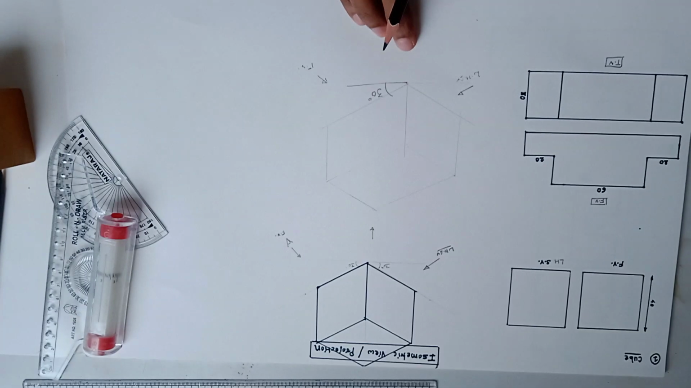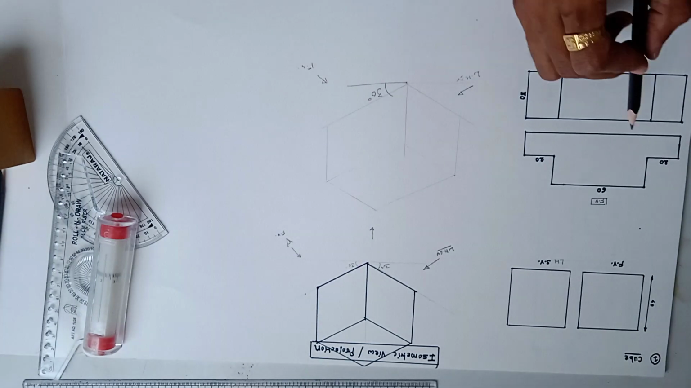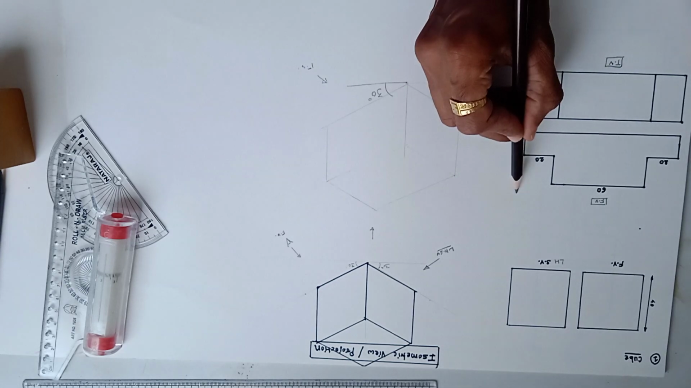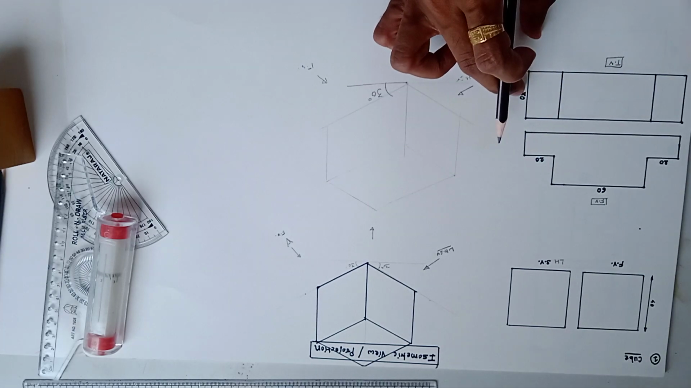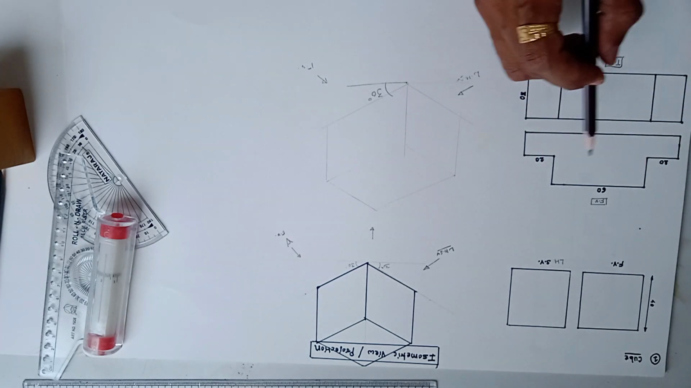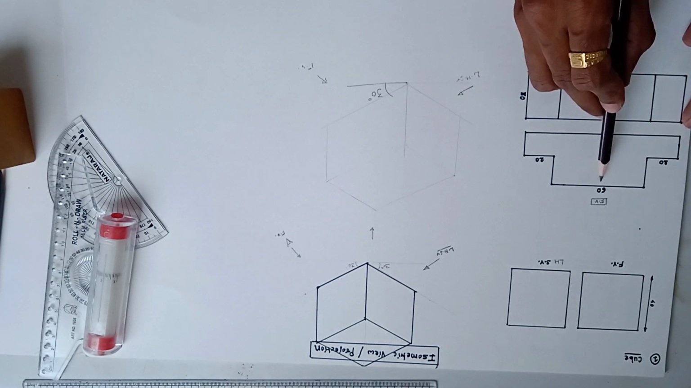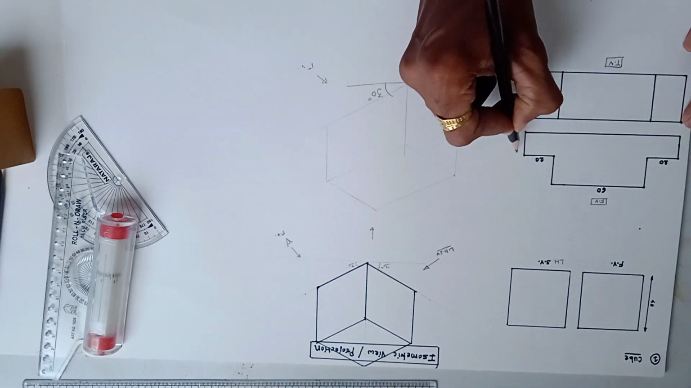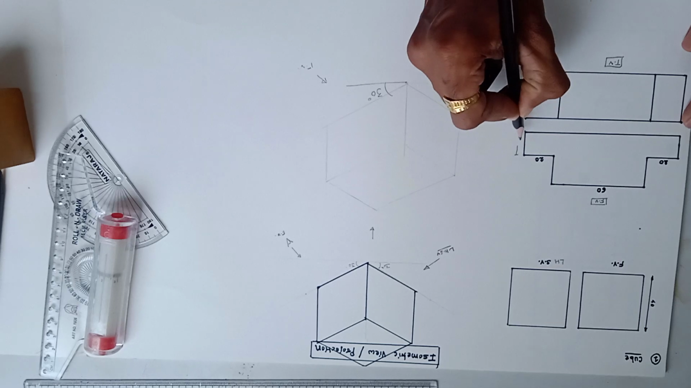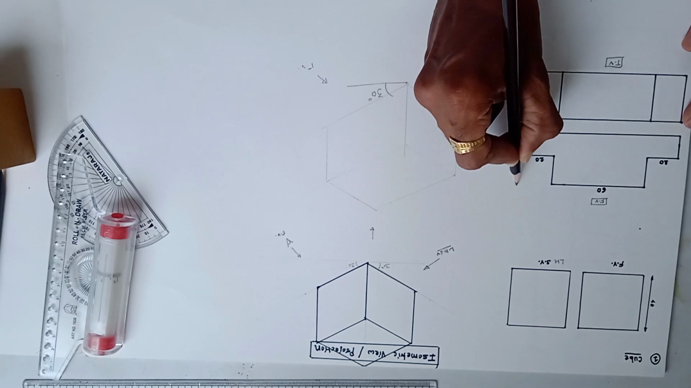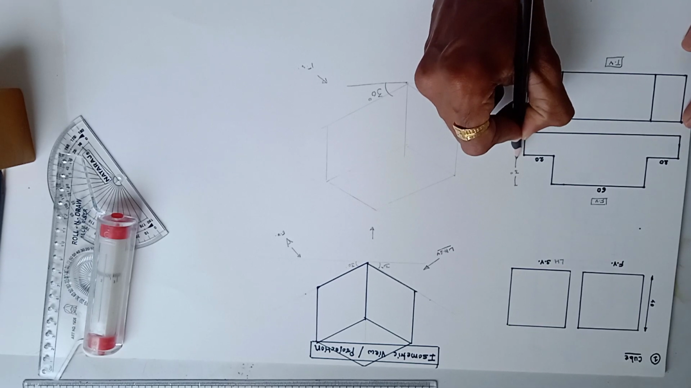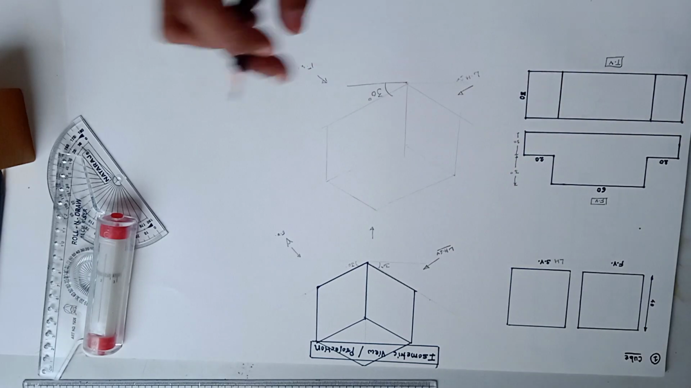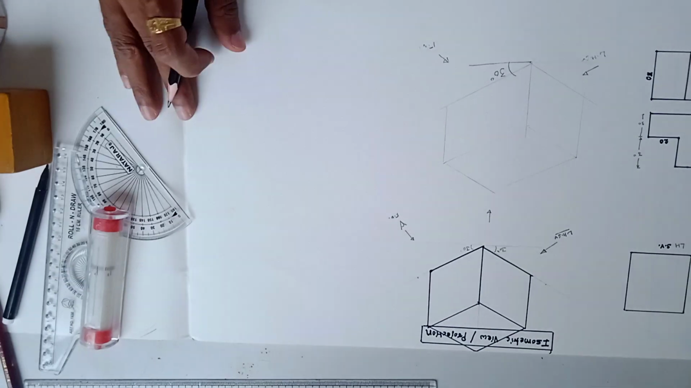When we start the isometric projection, first observe the maximum length and maximum height of the front view and the top view. If you observe this front view, the maximum length is 20, 60 and 20, so it is 100 mm. For the height, take this 20 and this is 30, so the height is 30 plus 20, which is 50 mm. Now first draw the bounding box.